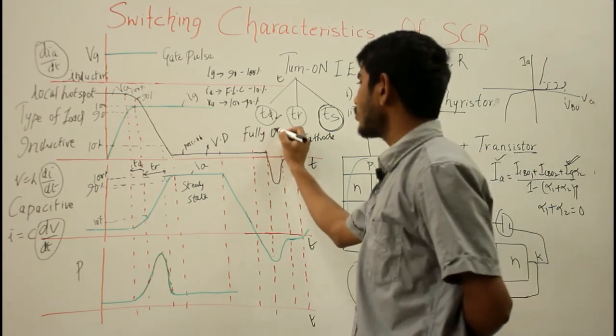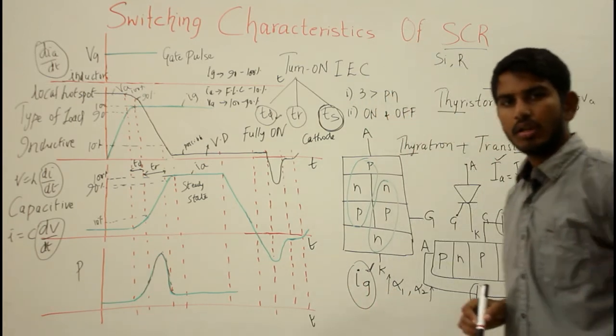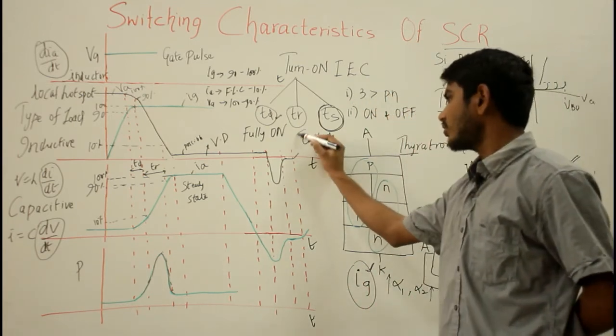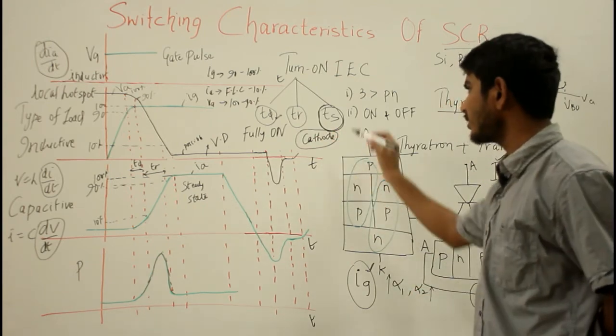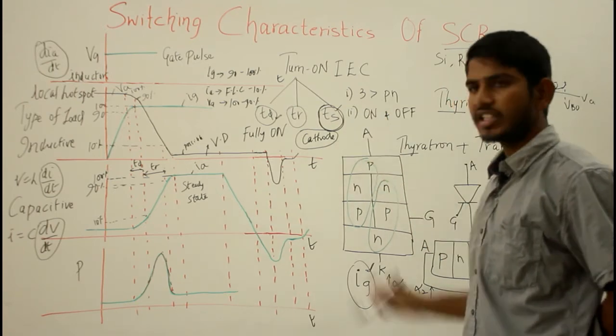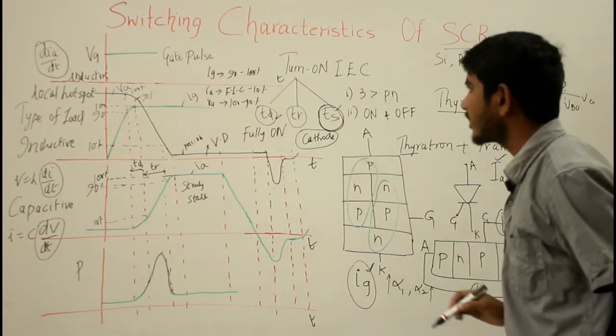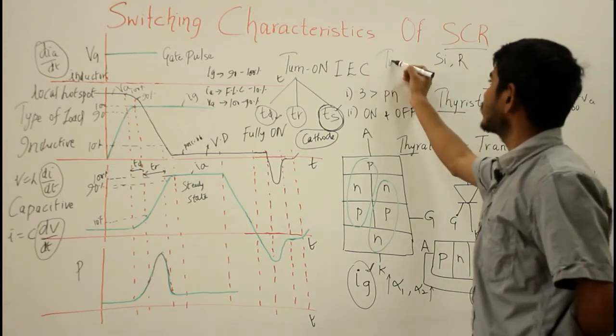The spread time depends on the cross section area of your cathode. If you have a higher cross section area of cathode, then the spread time takes a little bit more, and the lower the area, the lower the spread time. So this is about the turn on characteristics of SCR. Now moving to the turn off characteristics of your SCR.